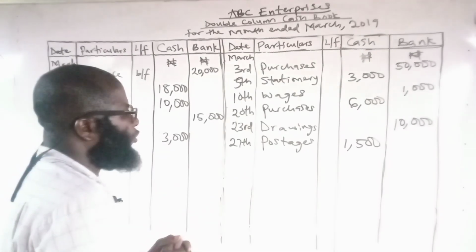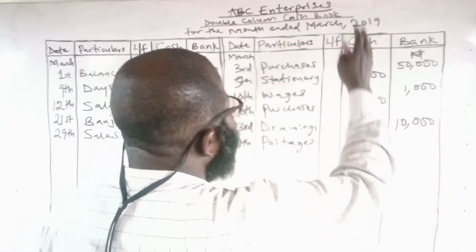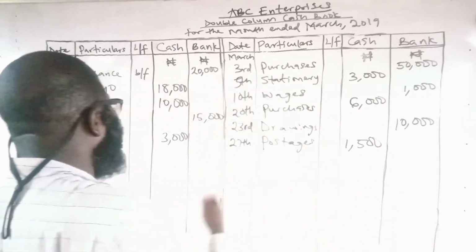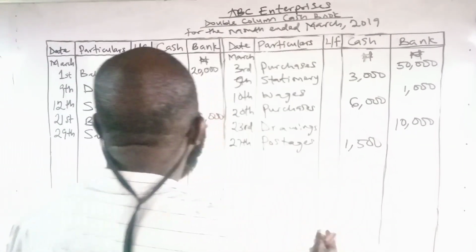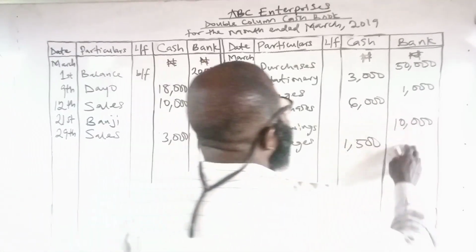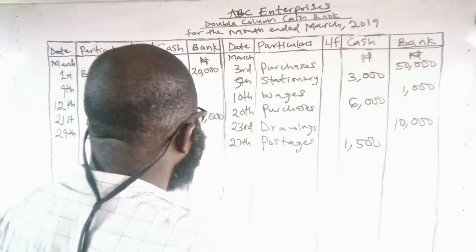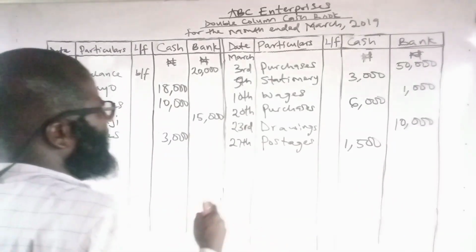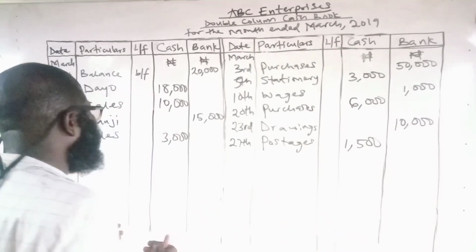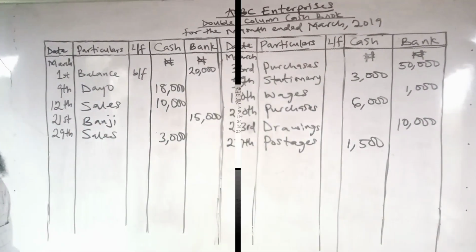The next thing is to add the cash column on the debit side, likewise that of the credit side, and see the one that is greater. Then you come to the bank on the debit side, likewise that of the credit side, and see the one that is greater, so that you can see the one that is lesser. Then you can deduct the lesser one from the greater one. I will do that now.